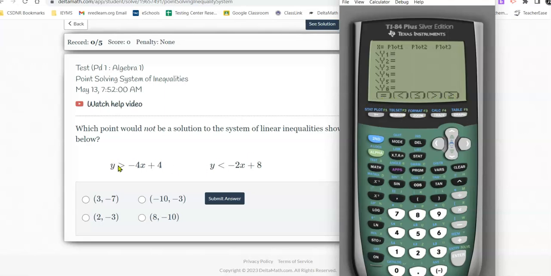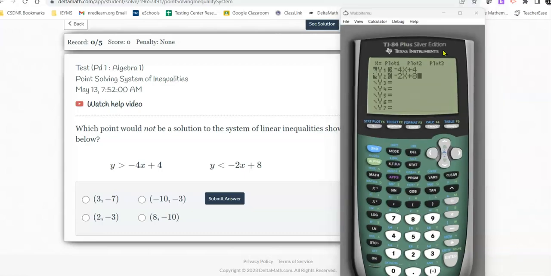So if I wanted to graph the first one, y is greater than negative 4x plus 4, I would choose the alpha key and the greater than button, which is F4. So y is greater than negative 4x plus 4. And then I would arrow down, again, over to the equal sign, and I would type the alpha F2 button for the less than, and then type negative 2x plus 8.